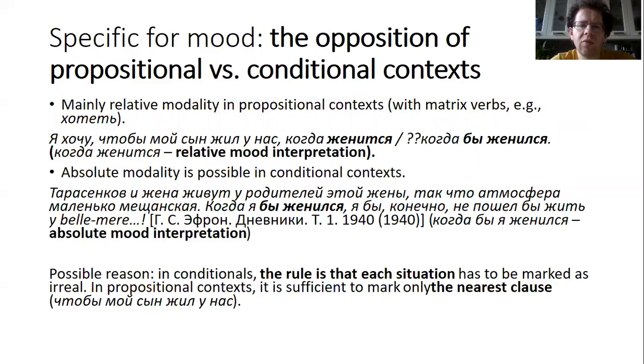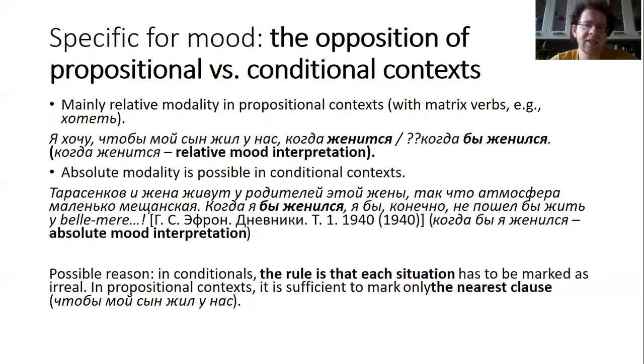What's specific for mood is the opposition of propositional versus conditional context. So in propositional context, mainly relative modality is used in the embedded clause. For instance, я хочу, чтобы мой сын жил у нас, когда женится. In the deepest embedded clause, когда женится, the mood is relative and not absolute. So it's sufficient to mark the irreality of the situation in the higher clause, чтобы мой сын жил у нас. It would be strange to mark the deepest embedded clause for subjunctive, когда бы женился.